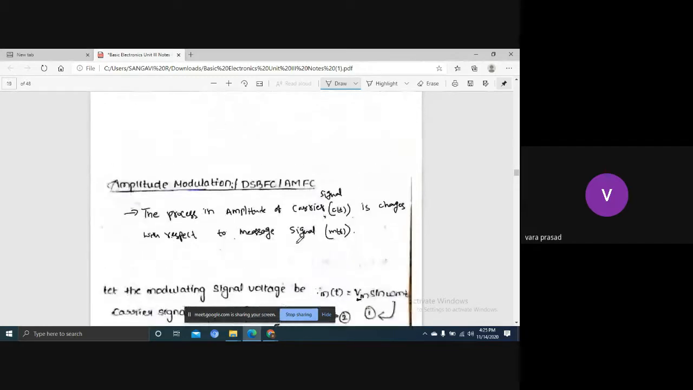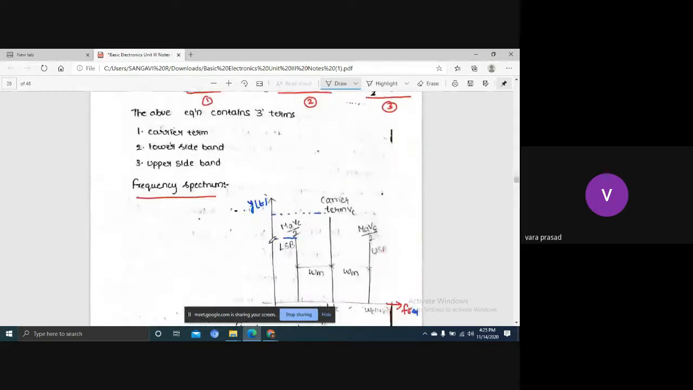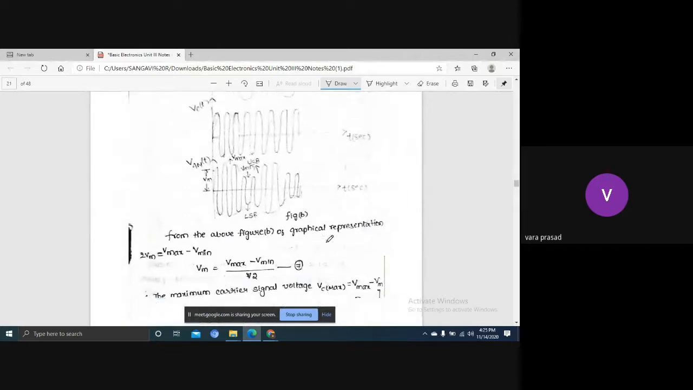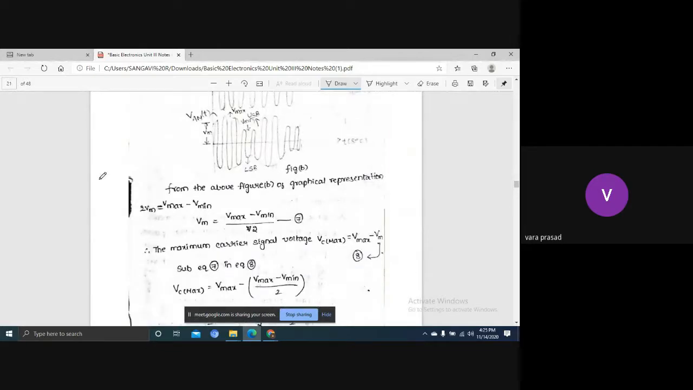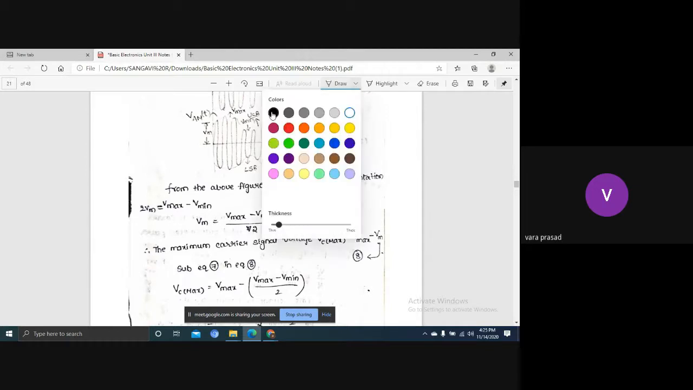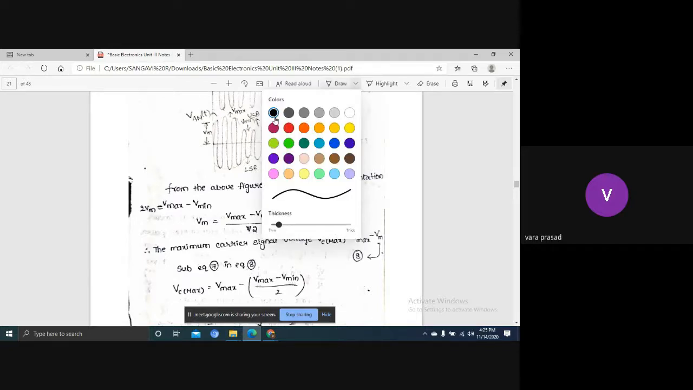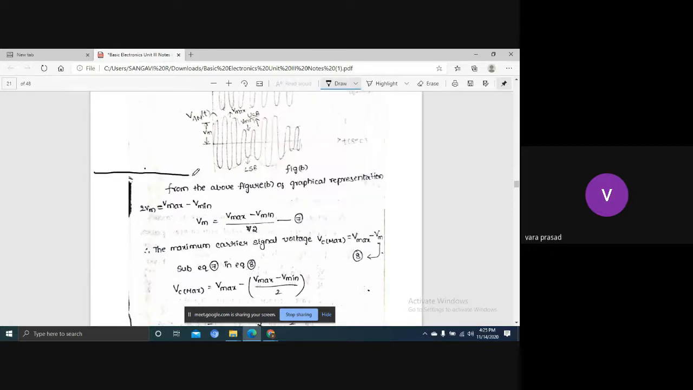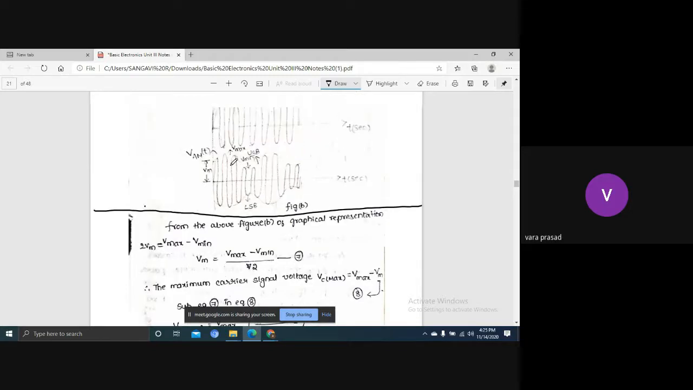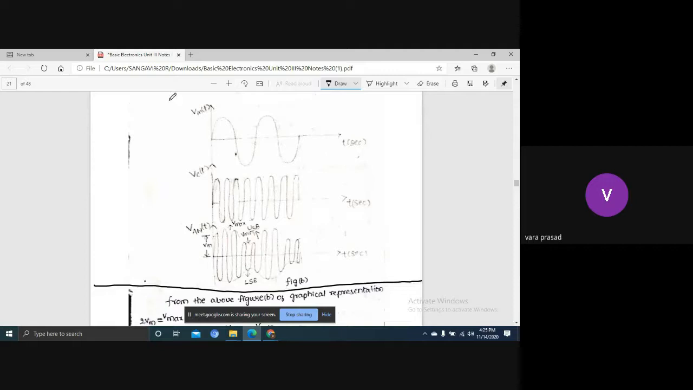This is the derivation. You can write up to here, along with this diagram. This is a compulsory diagram. If they ask about amplitude modulation, you can write up to here. This diagram is very important.